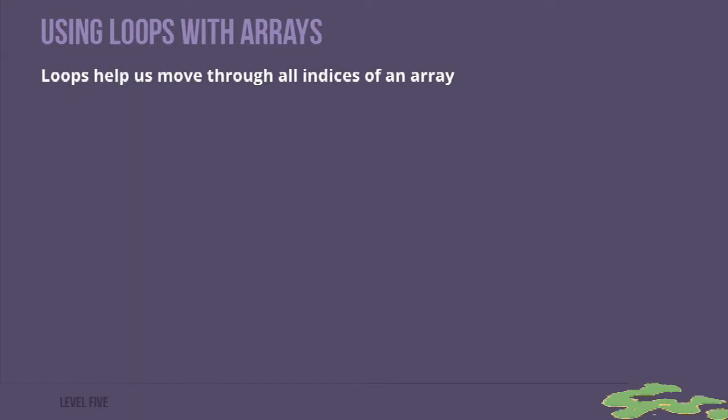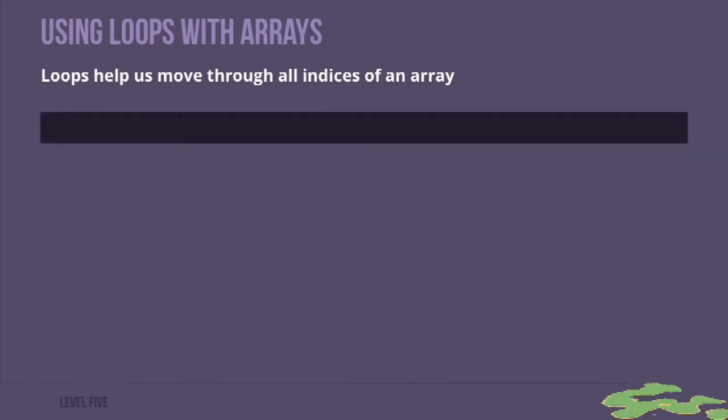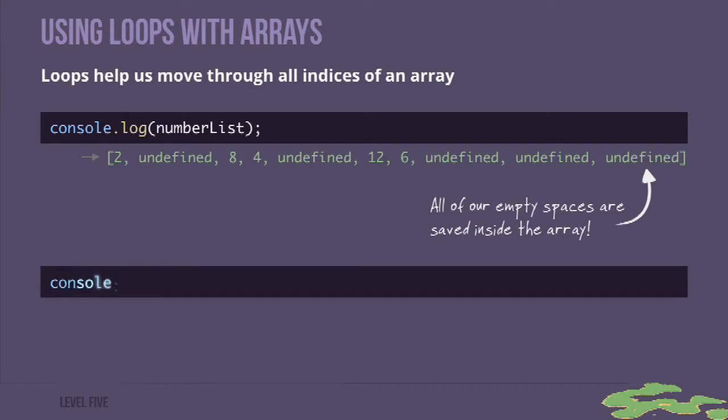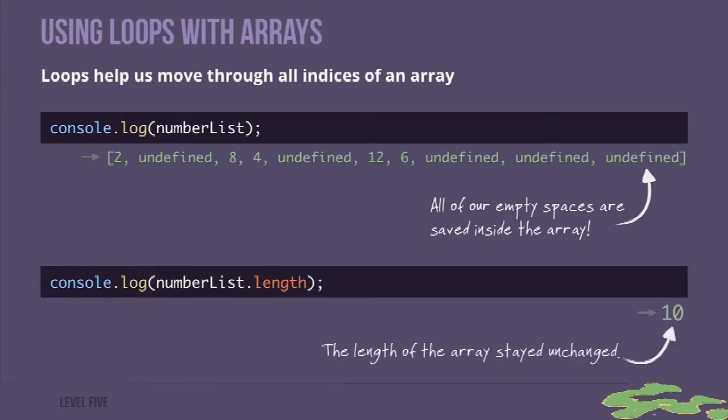What if we were to now log out our changed numberList? What would that look like? Taking a look, we see here that our array kept all of our even numbers and erased all of the odds, but still left empty cells where the odds used to be. Those are represented here by the undefineds. And to show that the size of our array hasn't really changed at all, we can log out the .length property to see that the array is still of length 10.